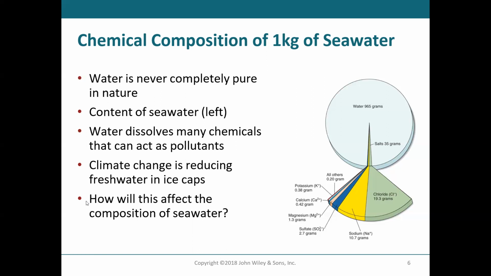Climate change is reducing fresh water in ice caps, which is very significant because it's being lost now in seawater. And making it more fresh could dilute salt water. And that's why the question is, how will this affect the composition of salt water? Will we expect those other ions and elements to basically be reduced in the overall content of salt water?